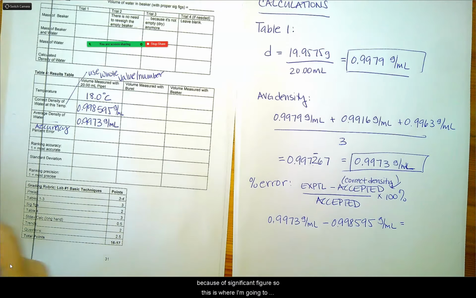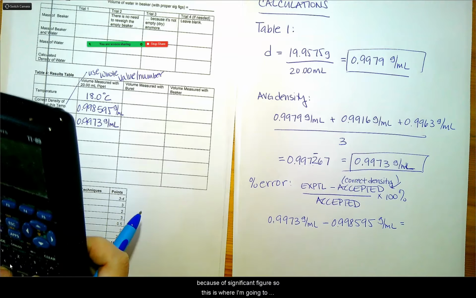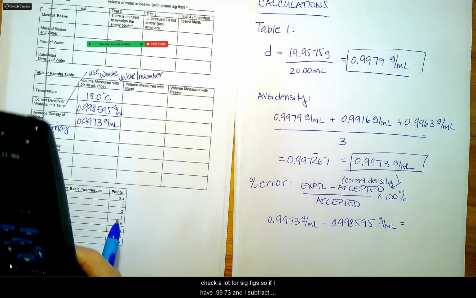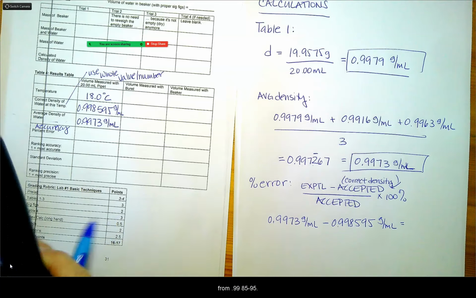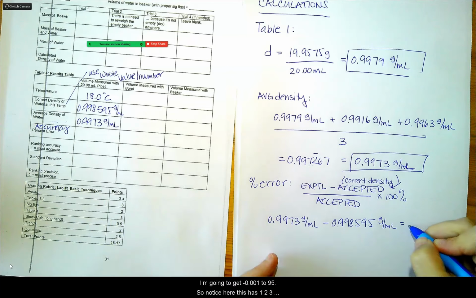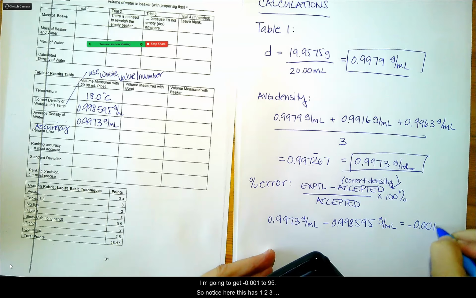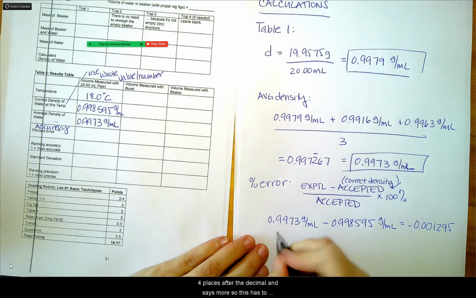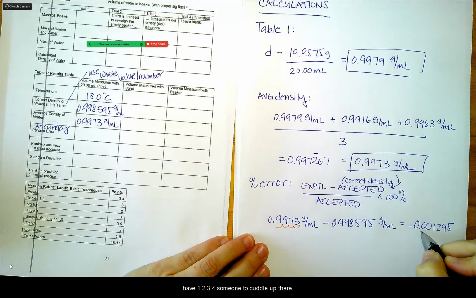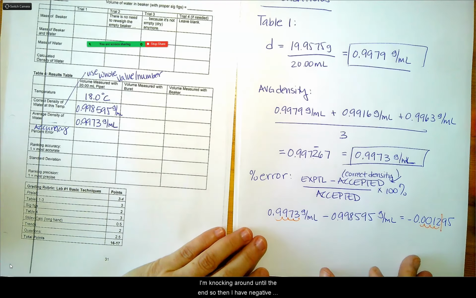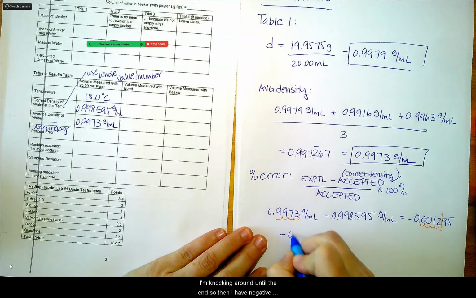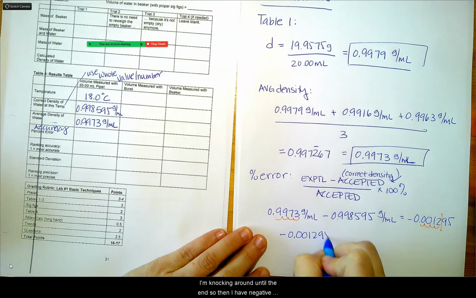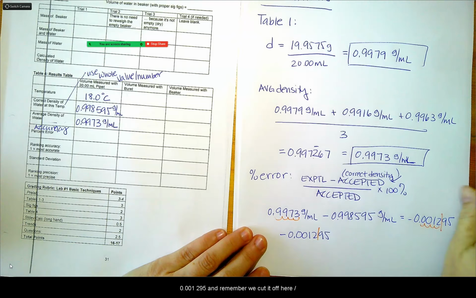This is where I'm going to check a lot for sig figs. If I have 0.9973 and I subtract from 0.998595, I'm going to get minus 0.001295. Notice here, this has 1, 2, 3, 4 places after the decimal. It says more, so this has to have 1, 2, 3, 4. So I'm going to cut it off there, but I'm not going to round until the end. So then I have negative 0.001295, and remember, we cut it off here.